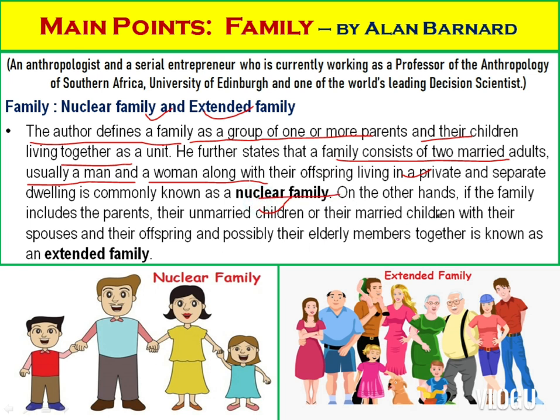And on the other hand, if the family includes the parents, their unmarried children, or their married children with their spouses, their offspring, possibly their elderly members, together it is known as an extended family. So the two types of family are very clearly projected through these pictures as well. Nuclear family is what we call a small family, extended family is what we call a large family. Yes.